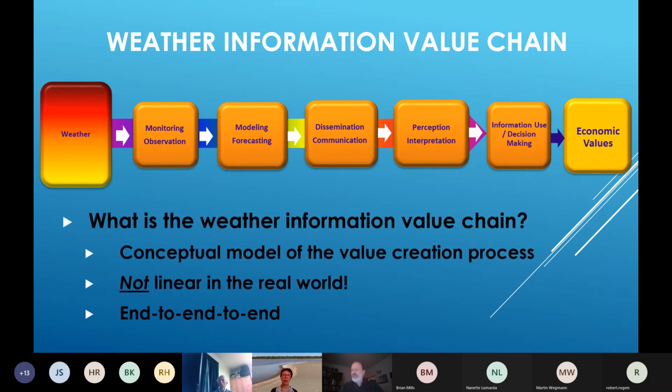So the weather information value chain, it's not a method or a scientific method or a way to study value. It's just a mental model or a heuristic to frame the discussion so that we can understand the process of the use of information. Obviously, it's not linear in the real world. It's maybe more like a spaghetti diagram or a swamp, where things move in all different directions. And it is end to end to end, so that the arrows in this case are going from left to right, but we really would say that information flows back as well.